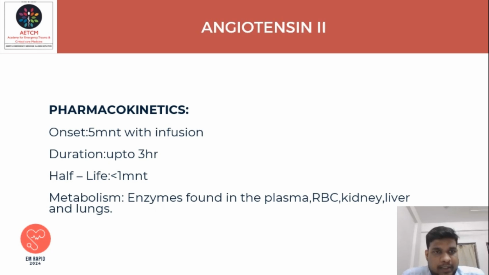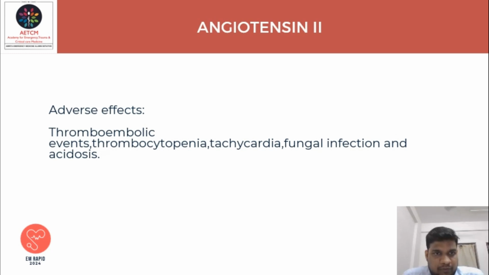Coming to the pharmacokinetics, onset of action is 5 minutes with infusion, duration is up to 3 hours, and half-life is less than 1 minute. It is metabolized by enzymes found in the plasma, RBC, kidney, liver, and lungs. Coming to the adverse effects, it causes thromboembolic events, thrombocytopenia, tachycardia, fungal infection, and acidosis.